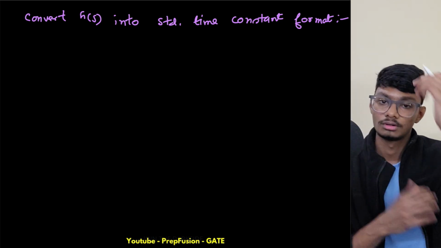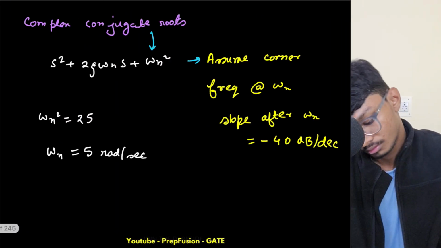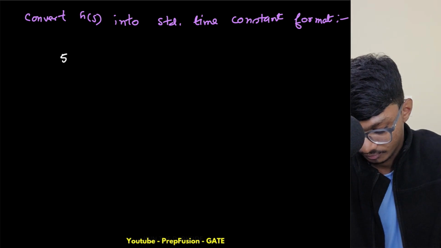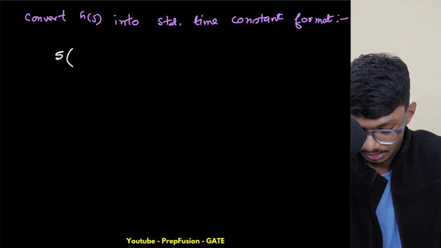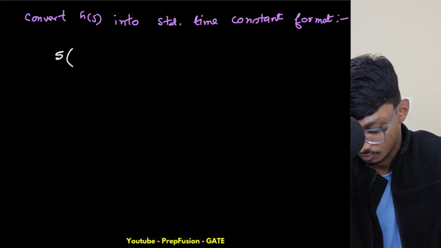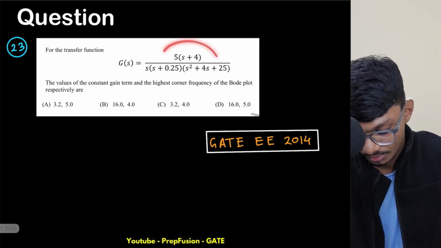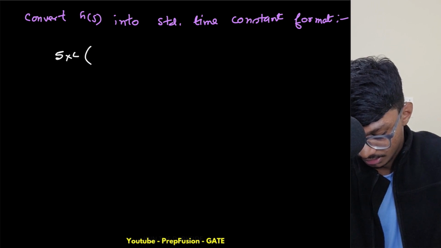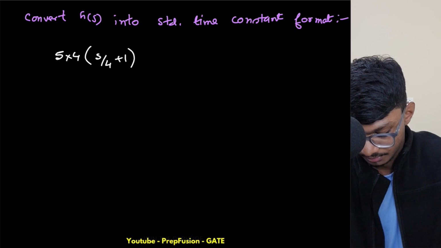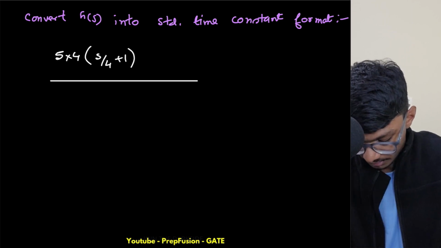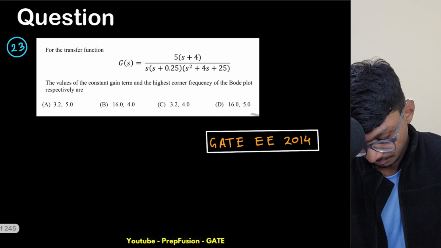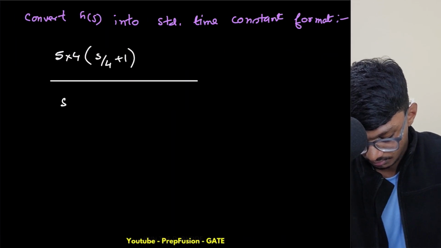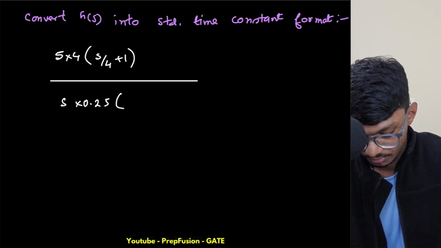So what do we do here? We have 5 over here, and I have to take common 4 over here. So this will be 4 times (s by 4 plus 1), divided by s into 0.25 into (s divided by 0.25 plus 1).